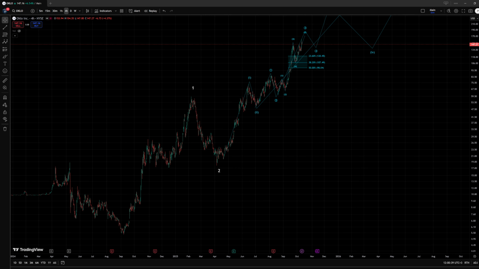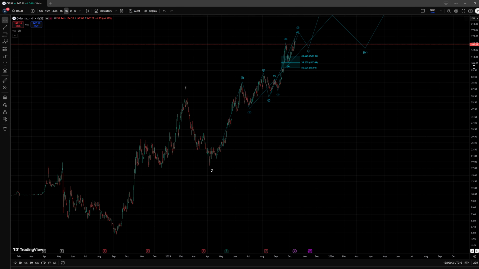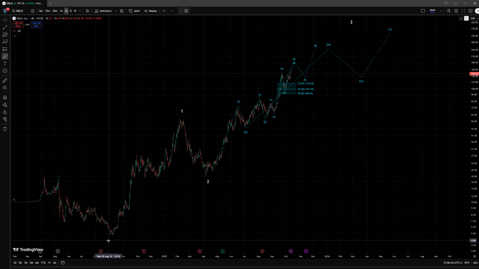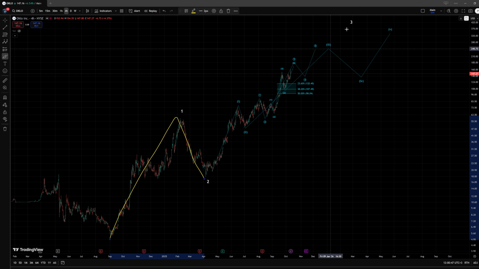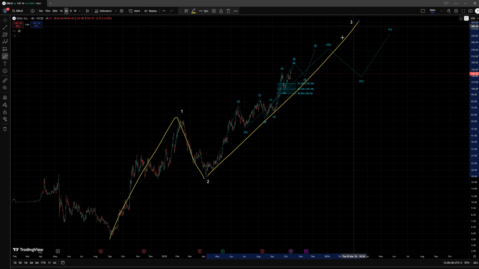In this video we are looking at OKLO. It is time for another update, and on this chart we are tracking a 1-2 setup, and we are now looking for the third wave to the upside.